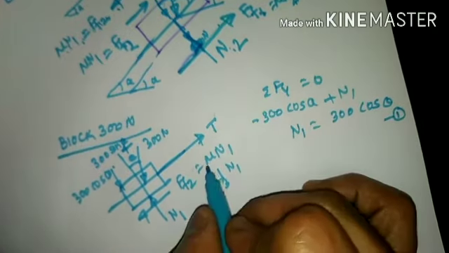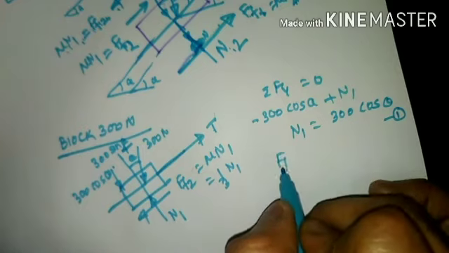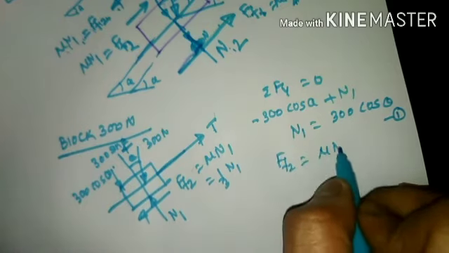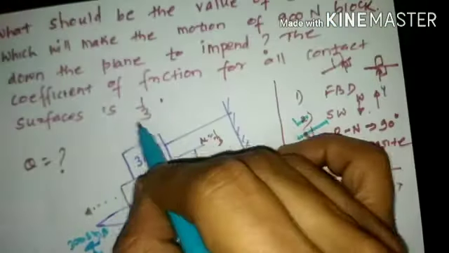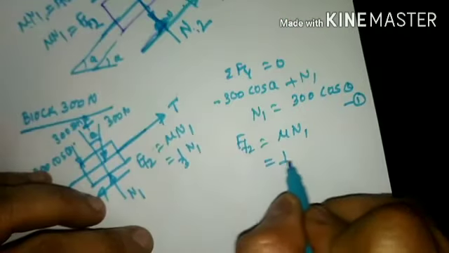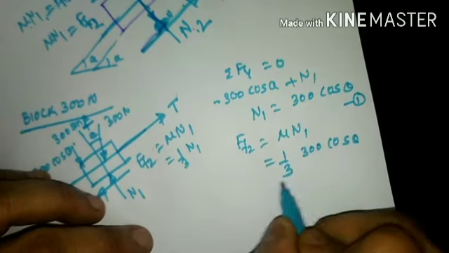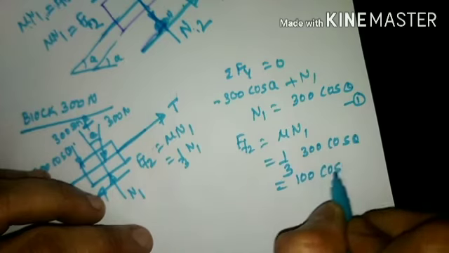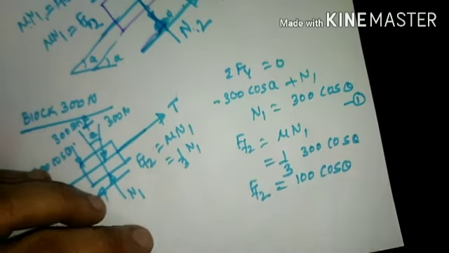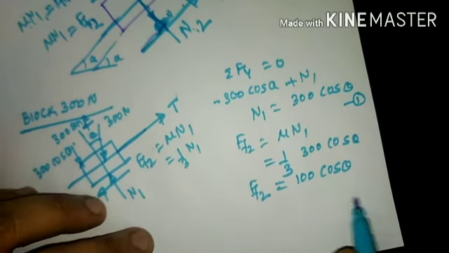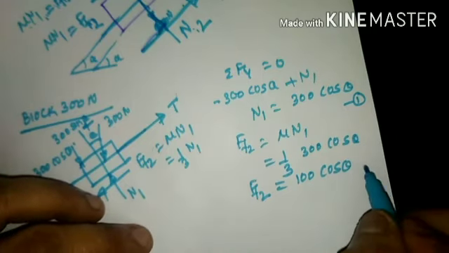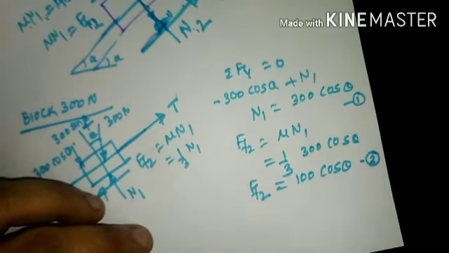Further proceeding, we have a relation for F of F2. F of F2 equals mu times N1. The mu value has been mentioned as 1 by 3, that is, the coefficient of friction at all contact surfaces is 1 by 3. If I substitute 1 by 3 and N1 as 300 cos theta, the resultant is 100 cos theta, which is the value of F of F2. Keep this equation as it is because this is also an unknown parameter. Name this as equation number 2.